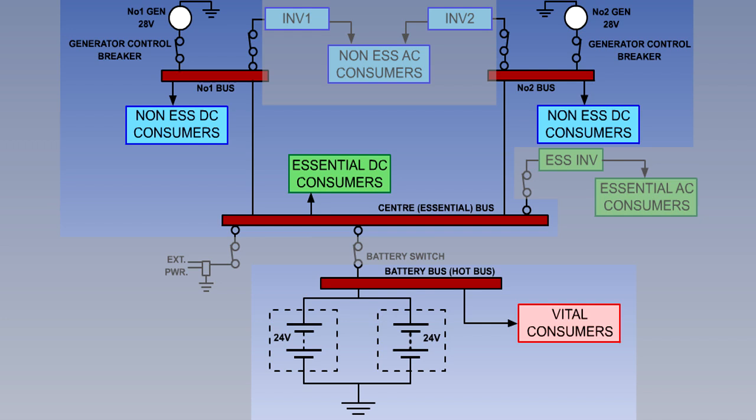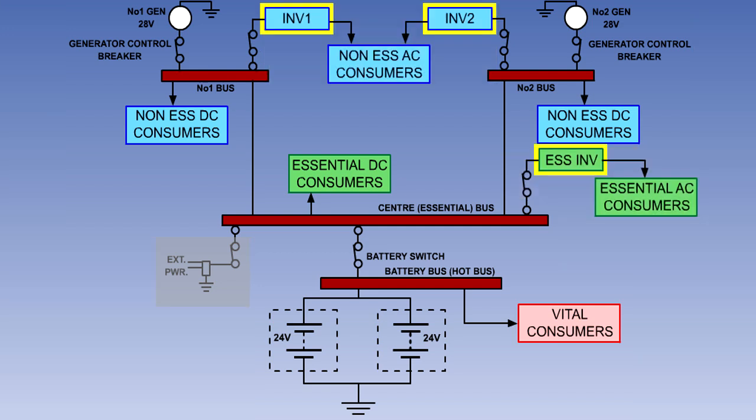Thus, with both generators operating, all consumers requiring DC power are supplied. The essential services busbar is also connected to the battery busbar, so ensuring that the batteries are maintained in the charged condition. Services requiring alternating current are supplied from inverters, connected to the appropriate busbars.